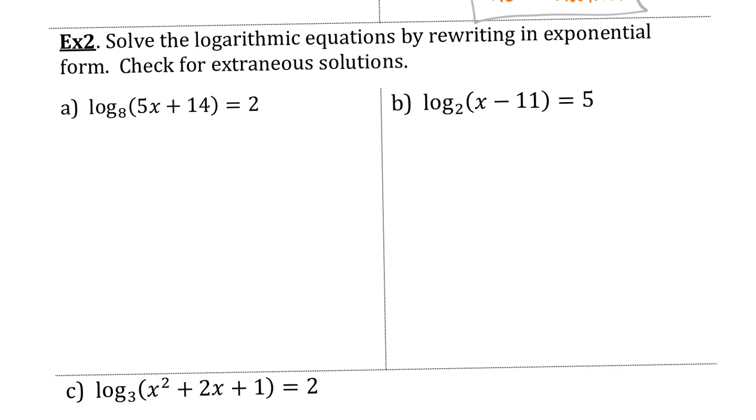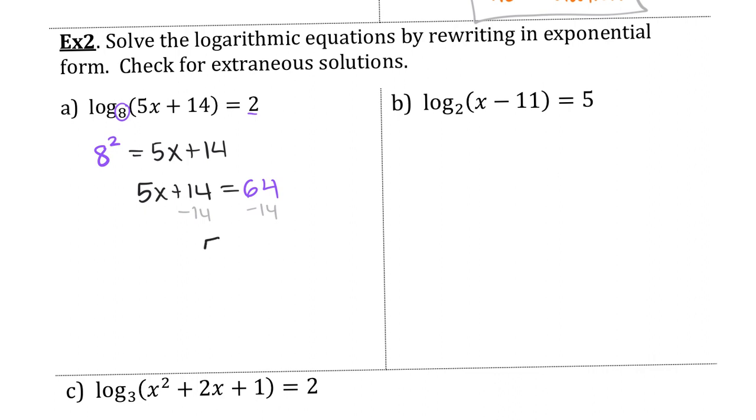So what is the base? The base is 8. 8 to the exponent of 2 equals 5x plus 4. Okay, now I'm going to go ahead and solve it. 5x plus 4. I'm going to put the 64 on this side. You don't have to. I'm just moving it around.